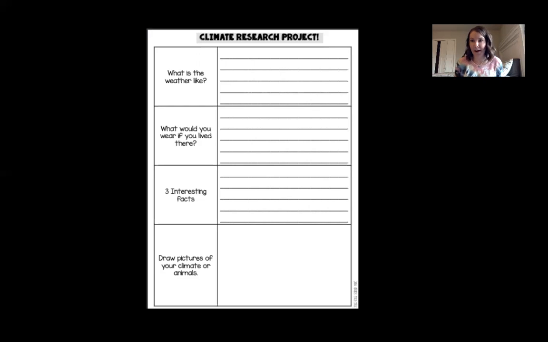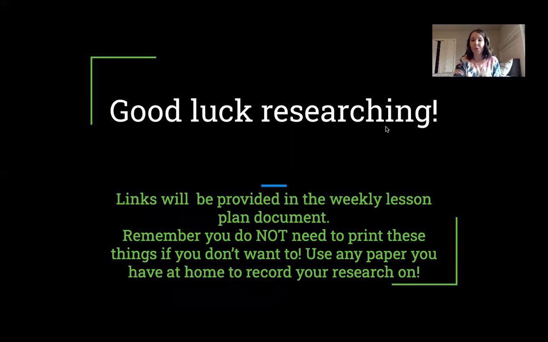3 interesting facts about that place or that climate, and then you can draw pictures of your climate or animals. So if you chose polar, you'd draw some snow and some polar bears, or if you chose tropical, you might draw some palm trees, that type of thing. Okay, so good luck researching. The links will be provided in the weekly lesson plan document, like always. And remember, you don't have to print these if you don't want to. If you don't want to waste the ink, you could draw these things out on any paper you have at home to record your research.